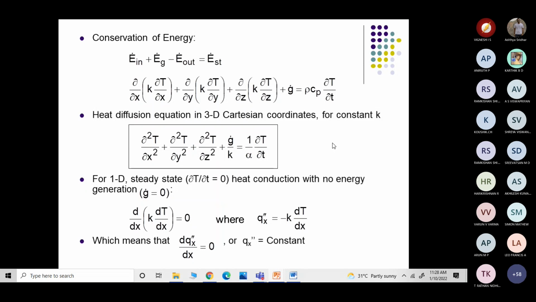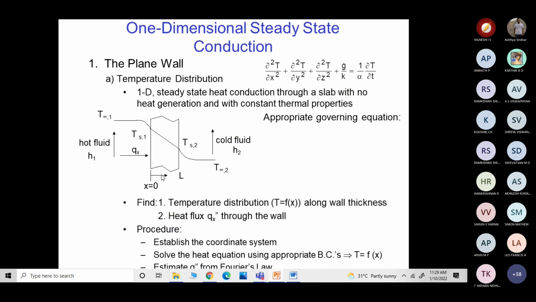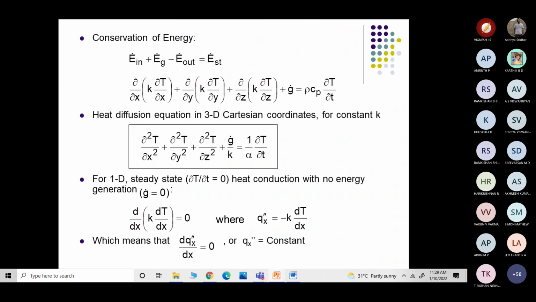Now this is the very important heat diffusion equation. If there is no internal heat generation, this g/k will be equal to 0, and if it is steady state condition, then ∂T/∂t is equal to 0. And if we don't consider the heat transfer along the y-axis and z-axis, then these two terms will become 0. For one dimensional steady state condition, with no internal heat generation, we will have ∂²T/∂x² equal to 0, and when you double integrate it, we will get the expression for a simple slab. Okay, so this is very important.